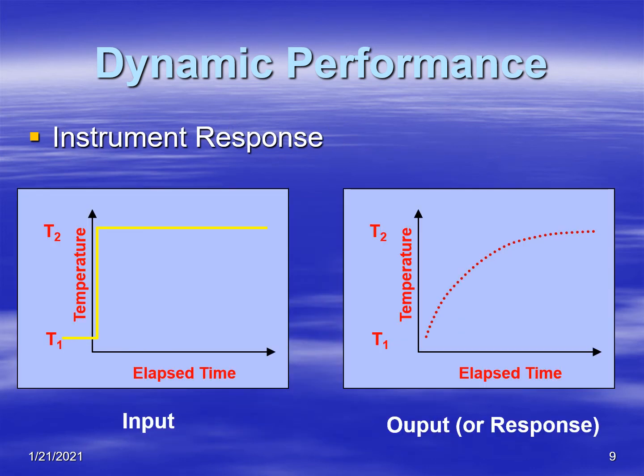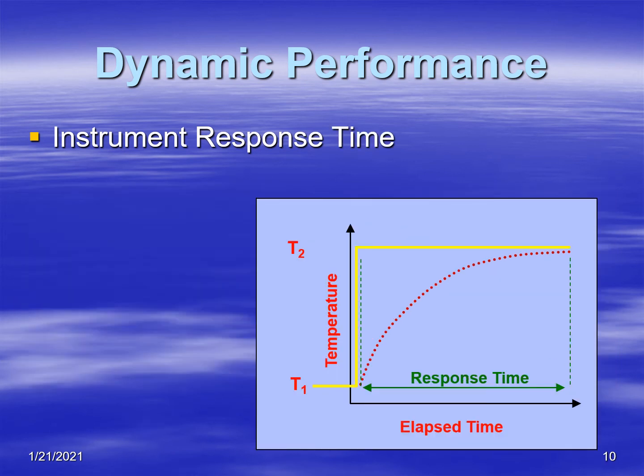So with this step change, the thermometer or the instrument is going to respond differently. It's not going to respond precisely as the input. The input is a step change, as you see on the left-hand figure. The right-hand figure shows what the instrument is actually doing. And in this case, it looks like a curve. And specifically, it's an exponential curve. So the response time is the complete time that it takes to respond to that new value.